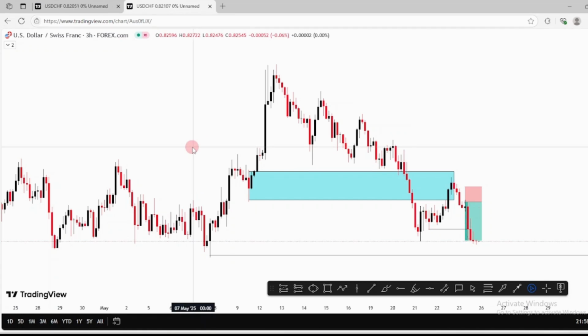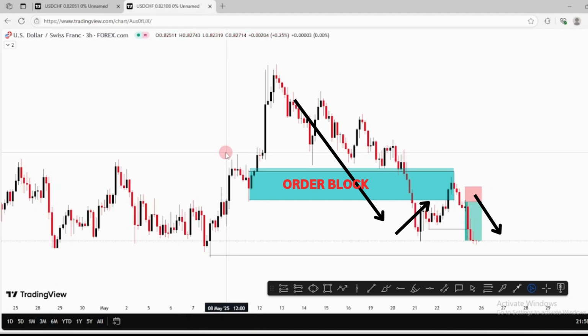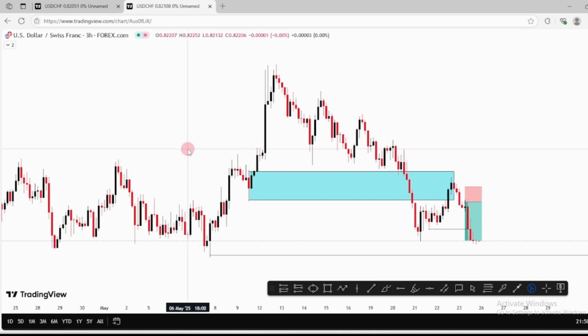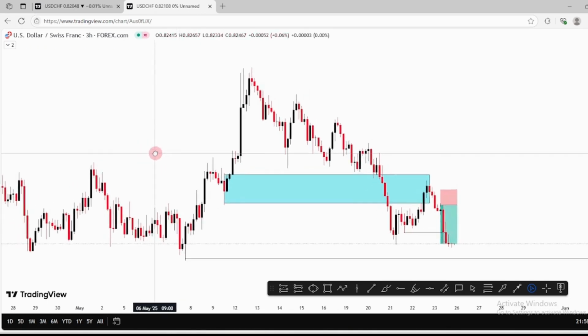We all know what a breaker block is. If you don't know, a failed order block is what we call a breaker block, and we all know how to apply the principle of order block. If you don't know, I'll put a link in the description to a video of how order block works and how you can trade it.